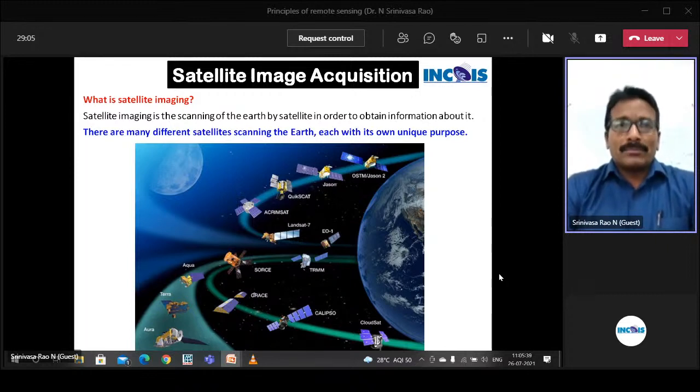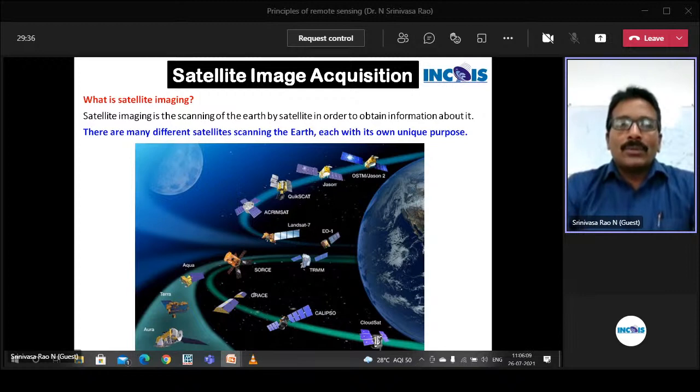So, satellite remote sensing. In satellite remote sensing, the first thing everyone knows is satellite image acquisition. If you are seeing the image on the screen, you are seeing so many satellites. Each satellite records some information. What information it records is related to the Earth. Once we receive the Earth information, we perform the applications.